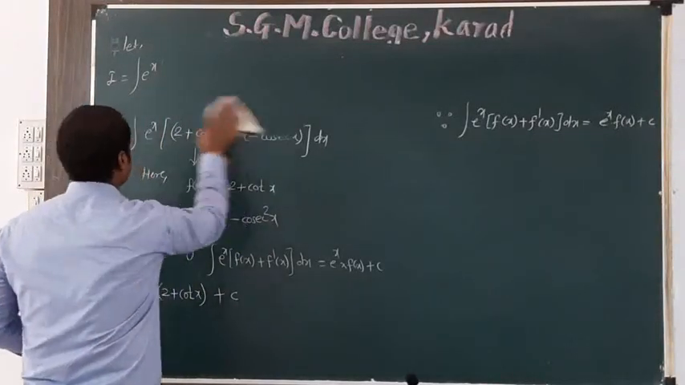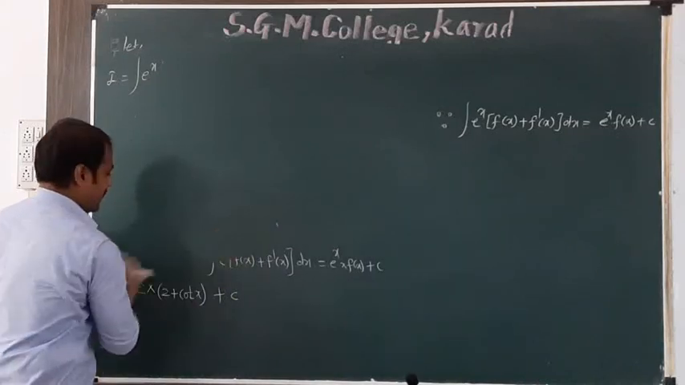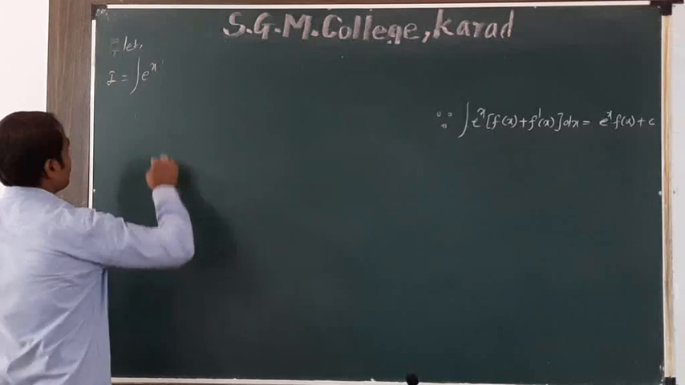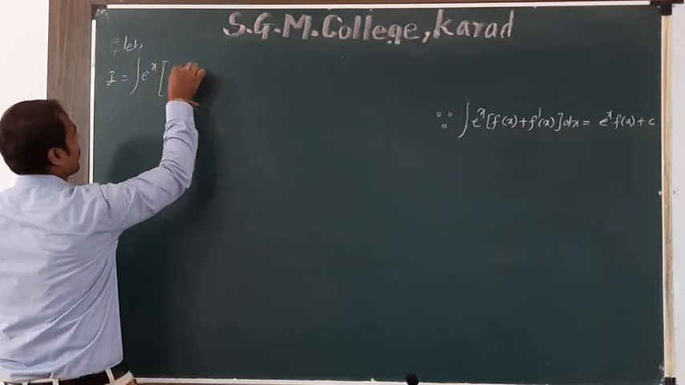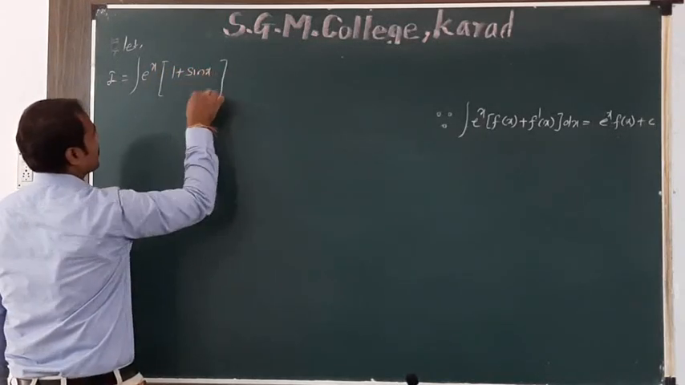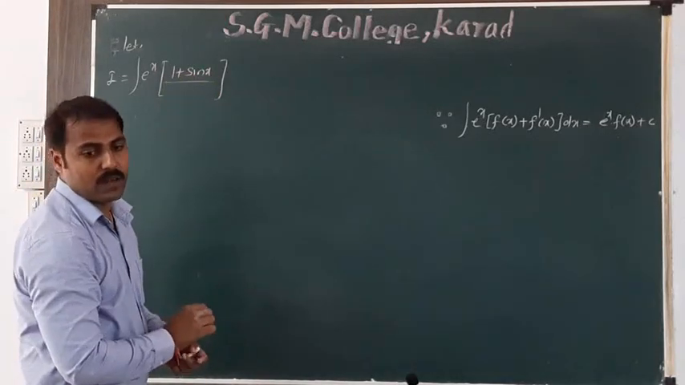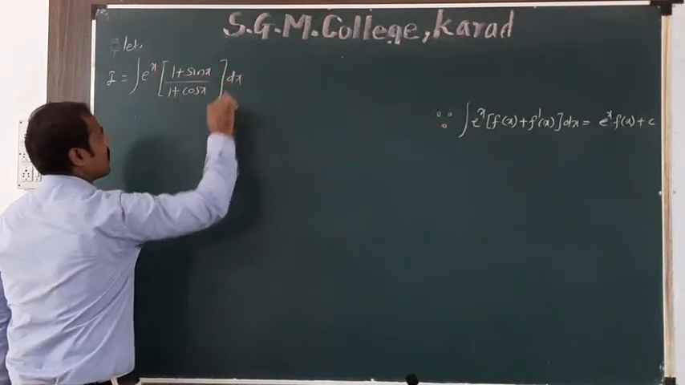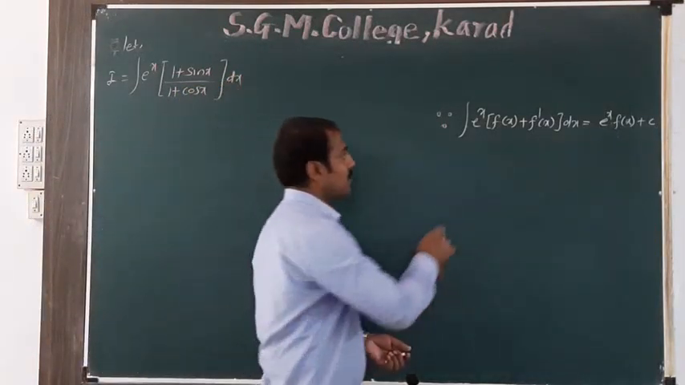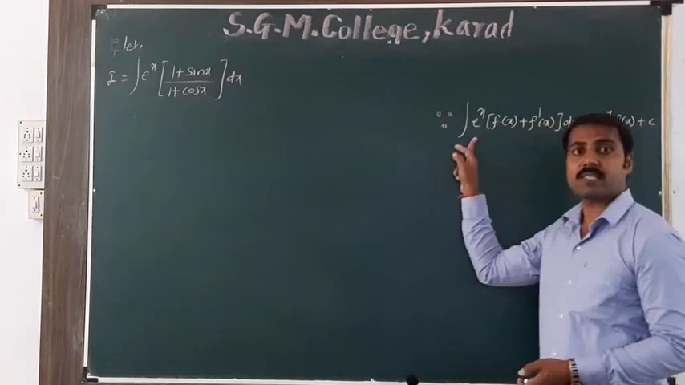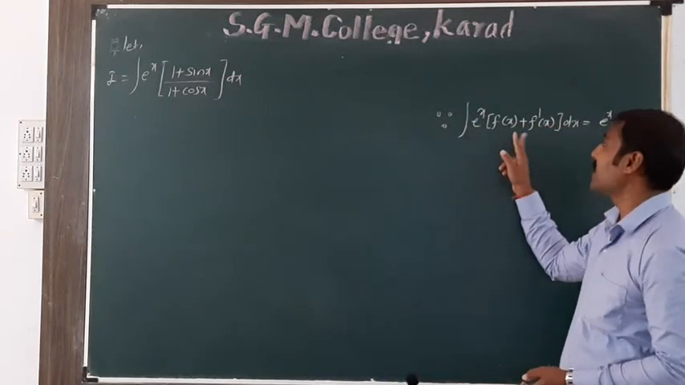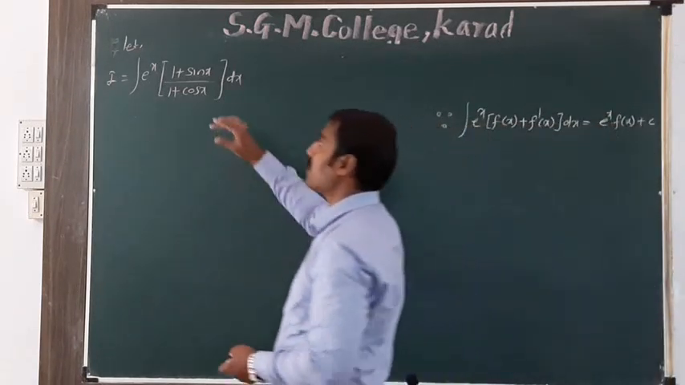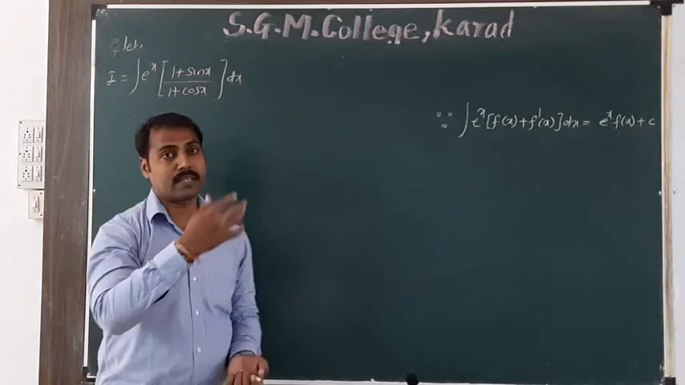Evaluate the integration of e raised to x, in the numerator 1 plus sin x, and in the denominator 1 plus cos x, dx. Look at here, for using this corollary, the first term is e raised to x, and inside the bracket there is an addition of two functions. But here is a division. I can convert that division into addition.